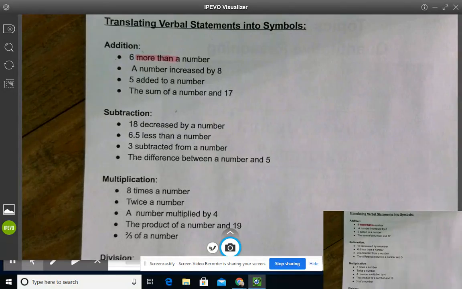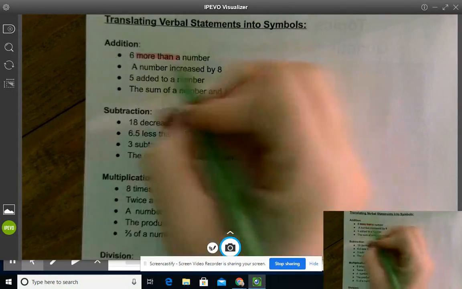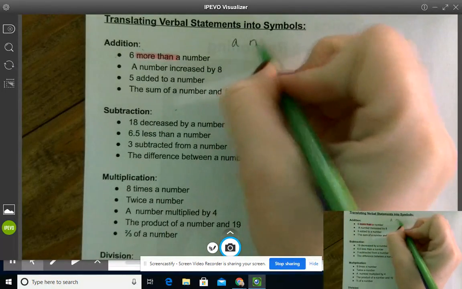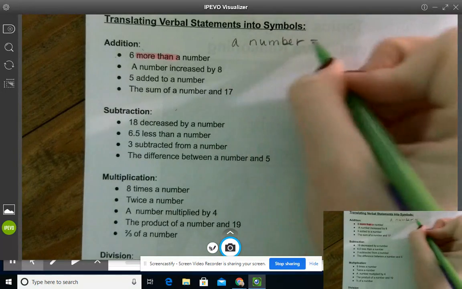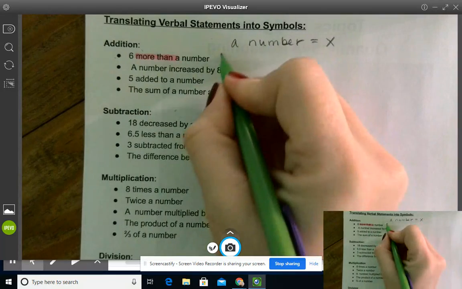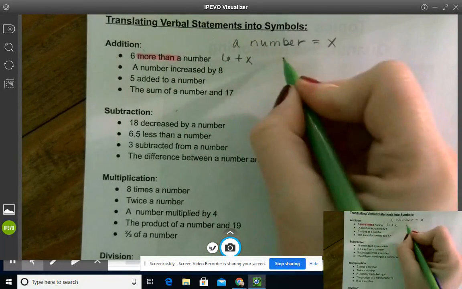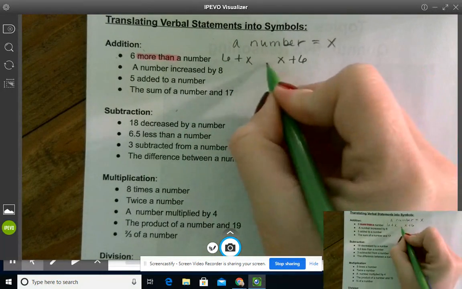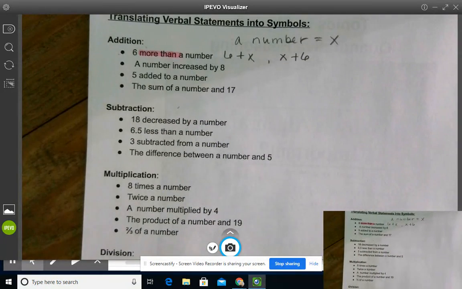Which means if I were to translate this first one, you want 6 more than a number. Remembering that a number is just your variable. That's how they represent the unknown. So if I want 6 more than a number, you could write it as 6 plus x, or you could write it as x plus 6. The order in which you add doesn't matter, so you could write it either way.